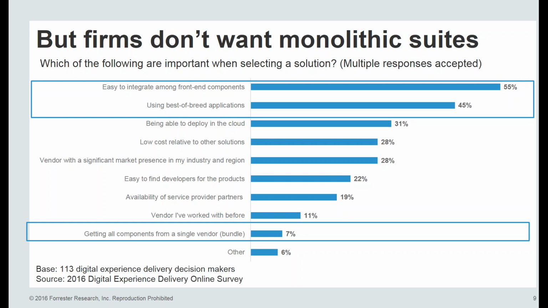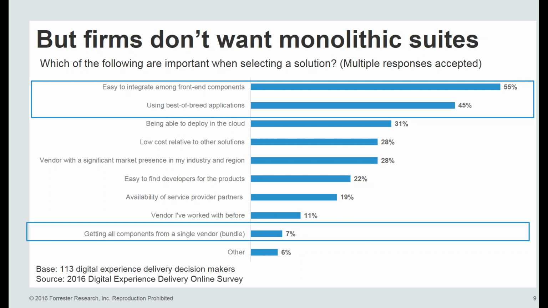So in fact, in a survey done earlier this year, we found that when it came to selecting a solution to deliver digital customer experiences, only 7% of customers that we surveyed prioritize getting components from a single vendor. Instead, the vast majority, over half, said they prioritized integration, and just under half said they prioritize using best-of-breed solutions. So firms want more integrated data and content capabilities, and they're not necessarily looking for one vendor who's going to manage all of the experiences at every customer touch point.